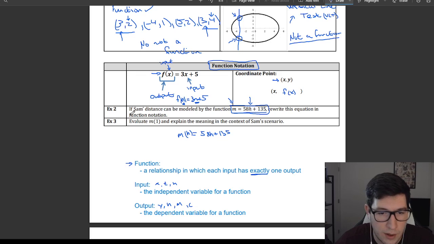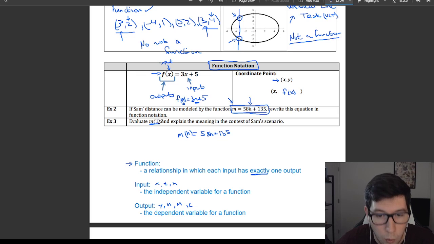And the reason we do this is because in example 3, we have evaluate m of 1 and explain the meaning in the context of Sam's scenario. So when we have something that looks like this, m of 1, remember, this still holds true. This entire phrase is still the placeholder for my output, but instead of x or h being my input, my input is going to be 1.